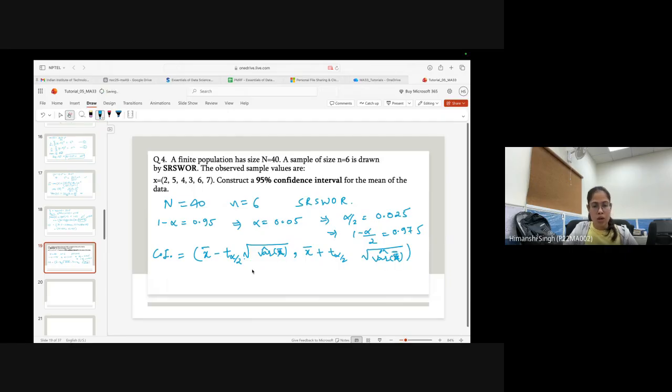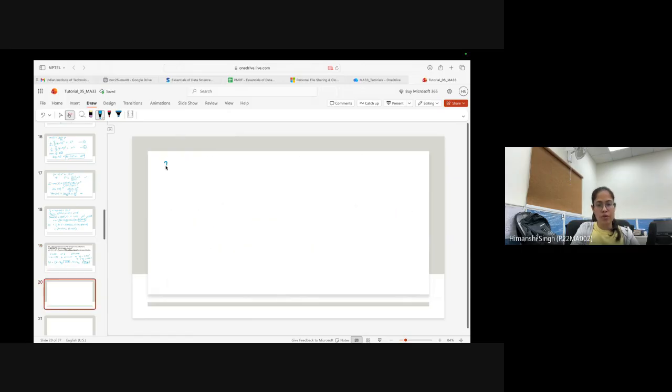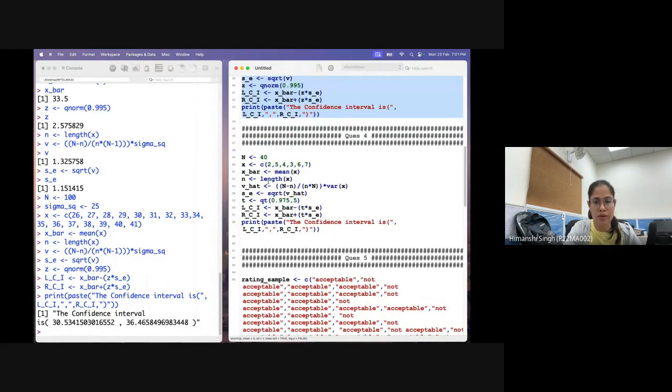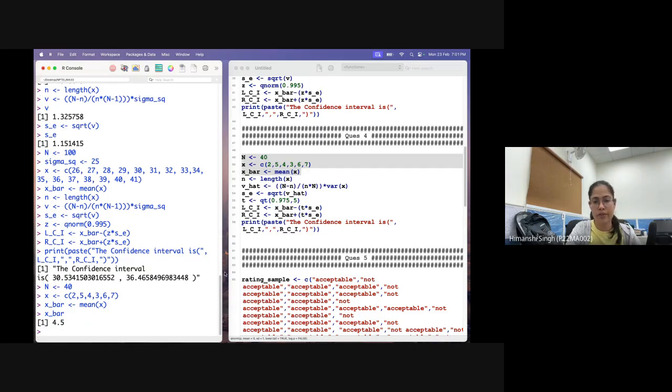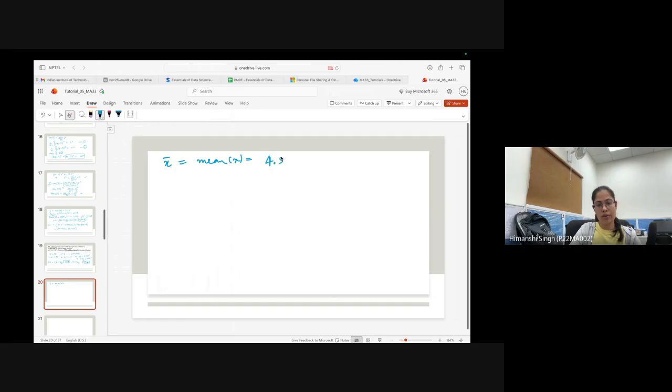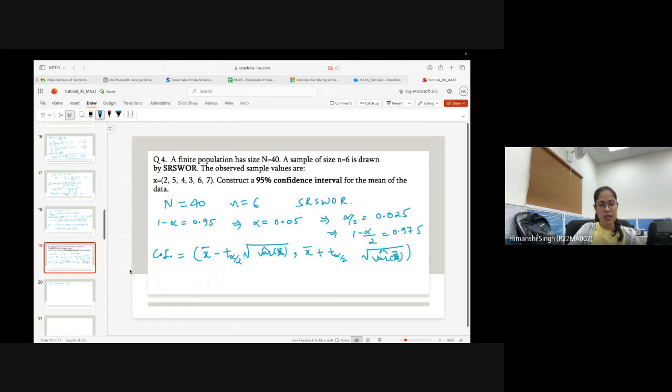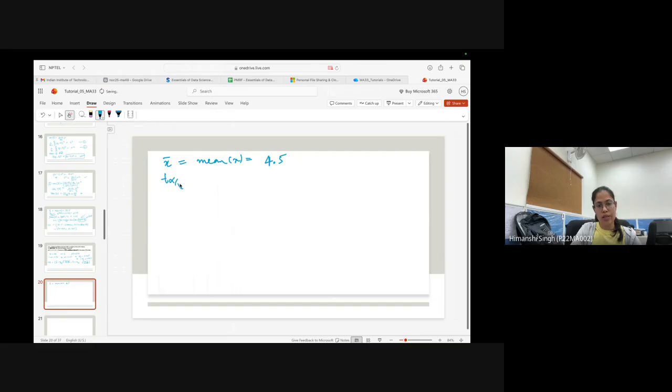Now we know x bar can be calculated using the mean command. So x bar will be mean of x. First of all, let us see what x bar is. In the next question, I've taken these values and calculated x bar. X bar is 4.5. Fine. What is the next quantity? The next quantity is t alpha by 2. As I've discussed, t alpha by 2 can be calculated using the command qt of 1 minus alpha by 2, comma, n minus 1.